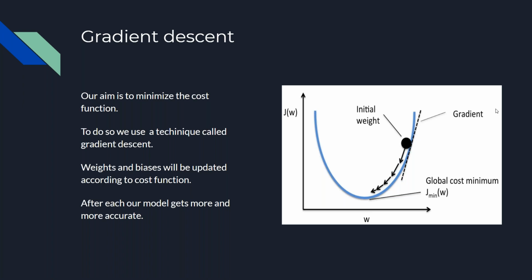But let's not delve into mathematics too much. We just have to know that to minimize the error, the deep neural network model uses the gradient descent technique. And once we have calculated the gradient descents, all weights and biases will be updated. And then after each iteration, our model gets more and more accurate.